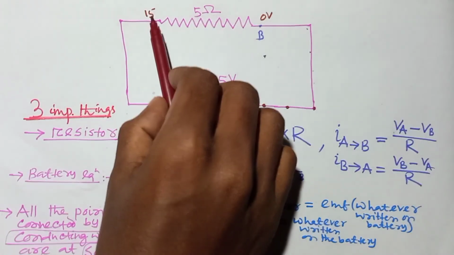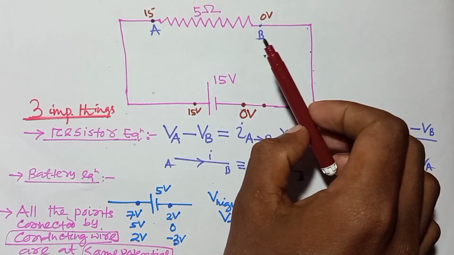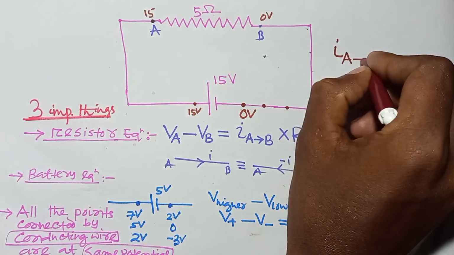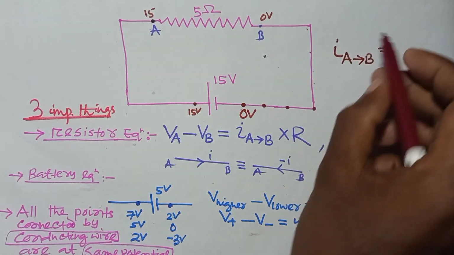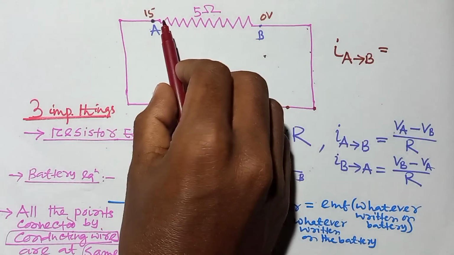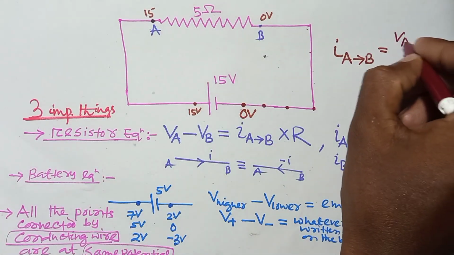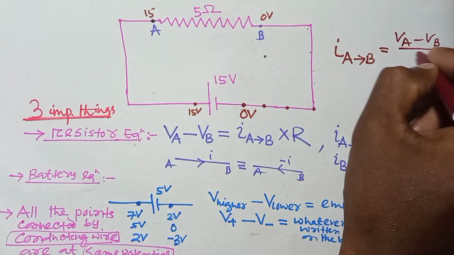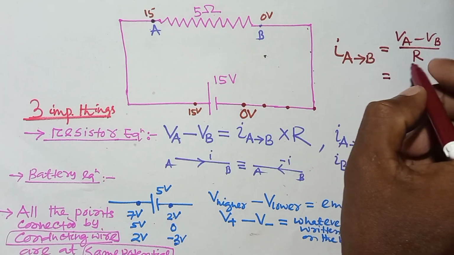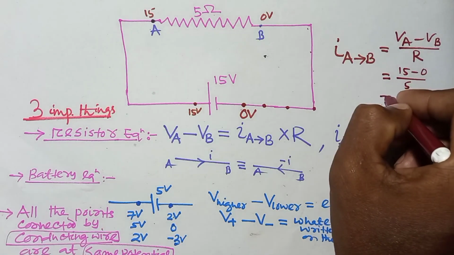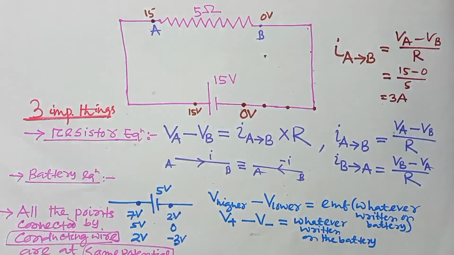So this point has a potential of 15 volt and this point has a potential of 0 volt. Let's say I want to find out the current flowing from A to B. That means I want to find the current flowing in this direction. Then I have to write the formula as VA minus VB upon the resistance value. So this will be 15 minus 0 upon 5, that will be 3 ampere.